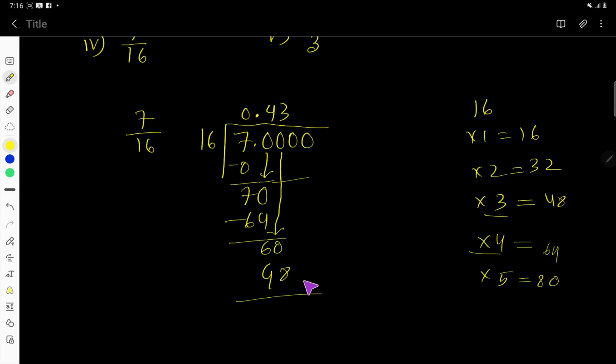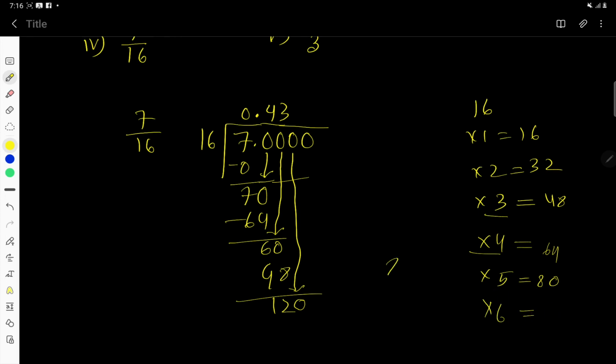If you subtract, then what will happen? Look, 60 and 48. Okay, borrow 1, it will be 10. 10 minus 8, 5 minus 4, 12, right? 12. Now bring down the third 0, 120. So you have to expand the multiplication table.